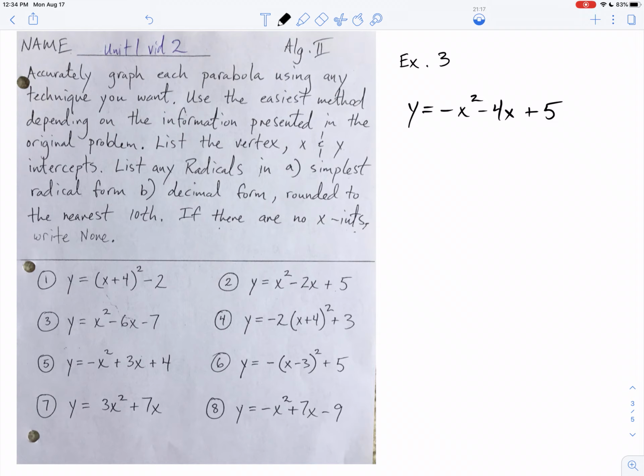Is this in vertex form or in standard form? It's in standard form. So I know right away if I do x equals negative b over 2a, my b value is negative 4, so I get a double negative, over 2a, my a value is negative 1. So I end up with 4 divided by negative 2, or 4 over negative 2. That gives me x equals negative 2. That is the x-coordinate of my vertex.